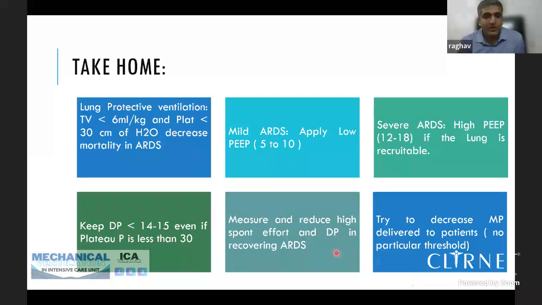After this, you should keep the driving pressure less than 14 to 15, even if your plateau pressure is less than 30. You should try to target a driving pressure of less than 14 to 15. You should also measure and reduce high spontaneous effort and driving pressure in recovering ARDS patients. And you should try to decrease the mechanical power delivered to the patient. There is no particular threshold or value for this mechanical power.